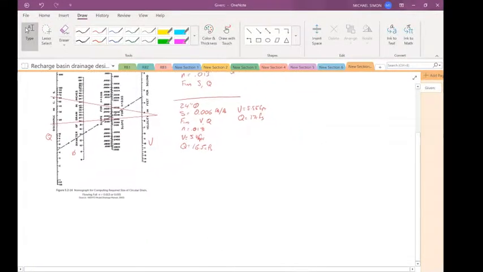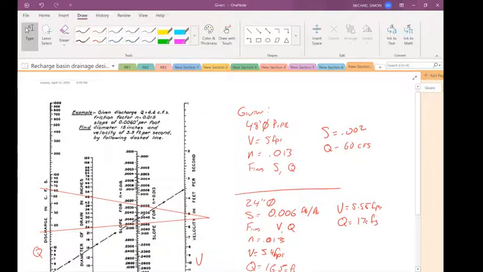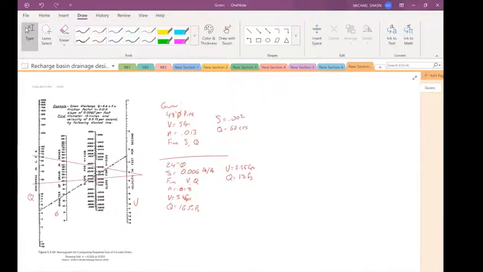Okay, so let's go through the actual math on this and show you how it's done the math way, the fun way. We'll do that first one. So first one we had, looking for Q. Our diameter is 48 inches. Velocity is 5 feet per second.